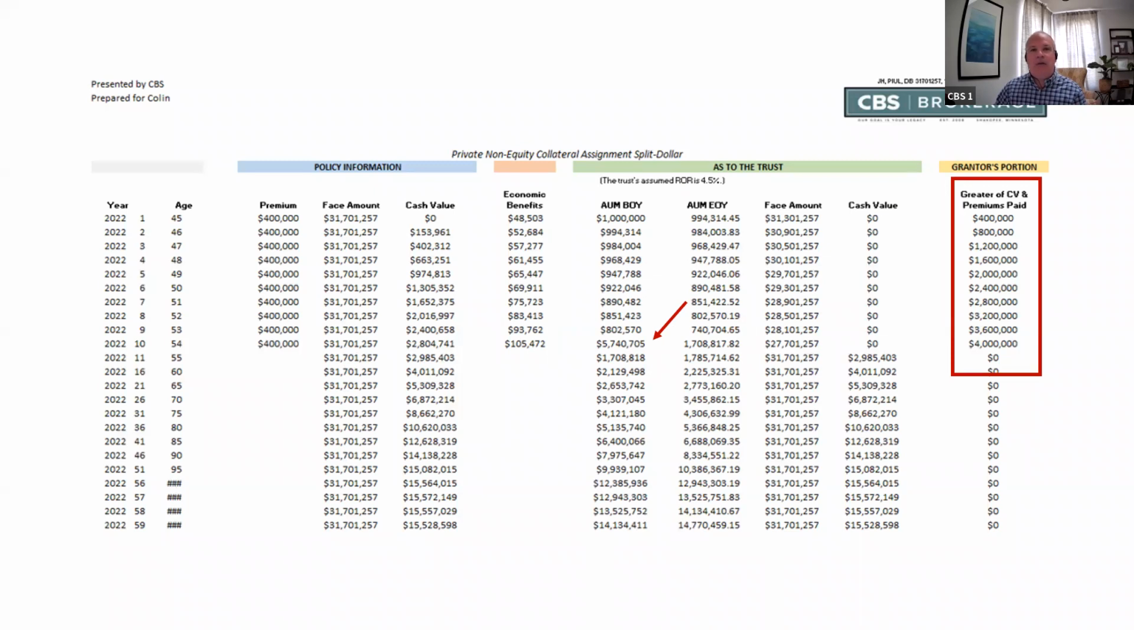At the end of the 10-year period, around when they're planning this liquidity event, his trust is going to pay off the greater of cash value or premiums paid, to extinguish the grantor's interest in the transaction. The split dollar is over, bringing the entire policy, the proceeds, and the cash value into the trust. That's the transaction.